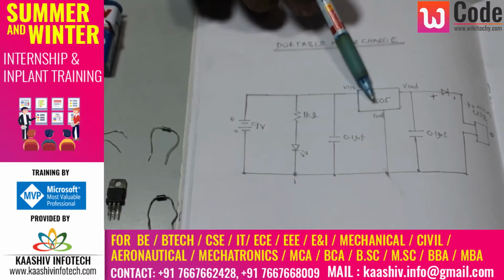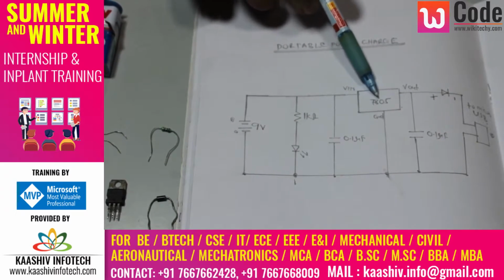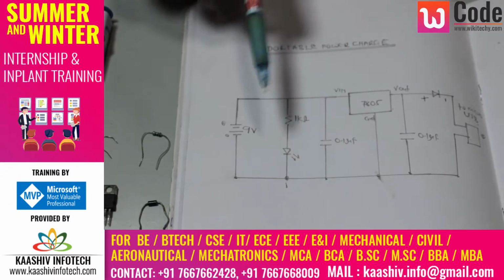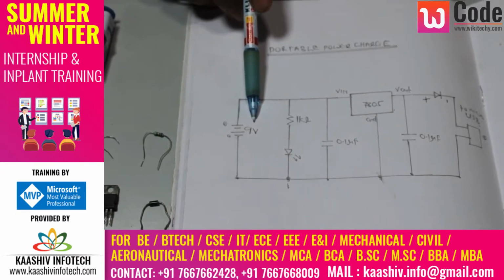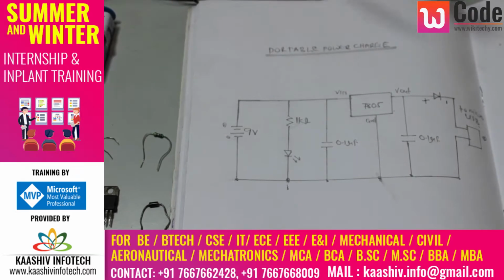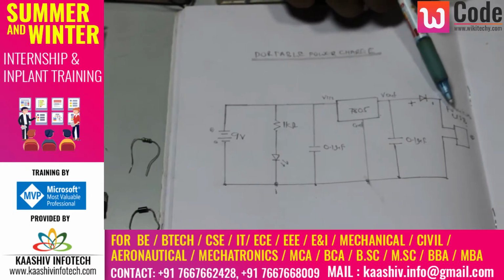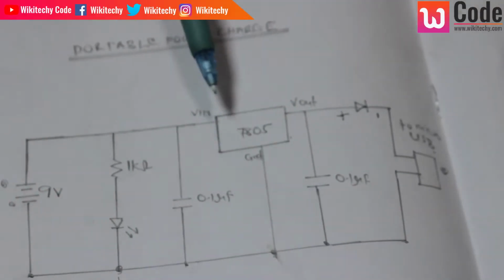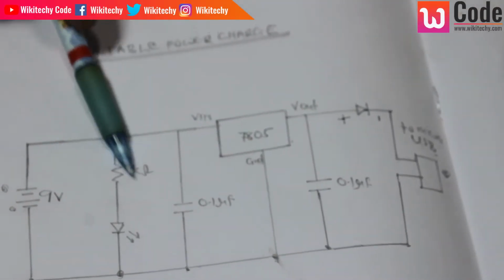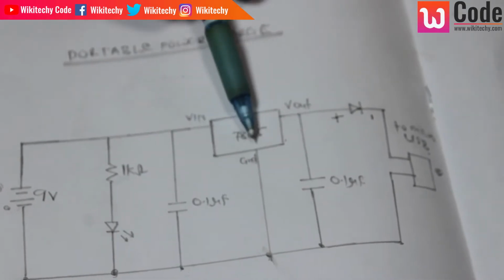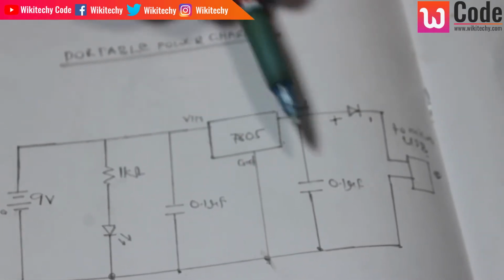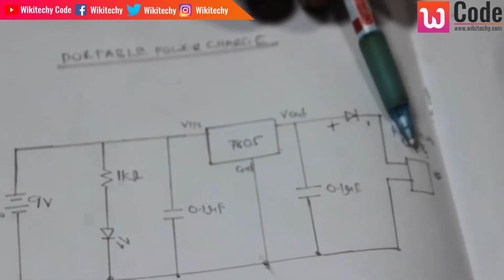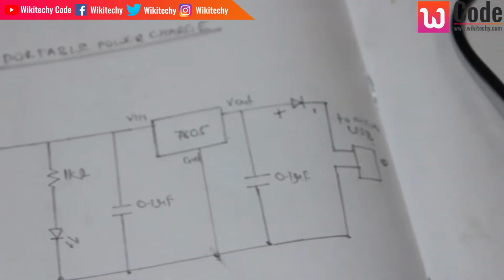And this is your voltage regulator, 7805. Your battery is almost 9 volts, which is converted into 5 volts, because your mobile needs 5 volts of charge. This voltage regulator has 3 pins: an input pin, a ground pin, and an output pin. Then a capacitor, a diode, and your USB charger. So let's move on to the real circuit.